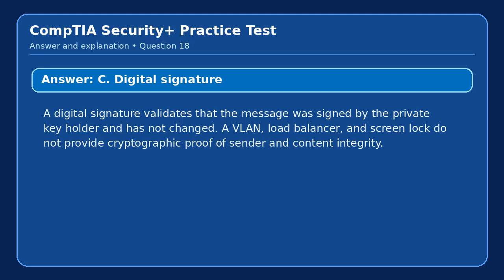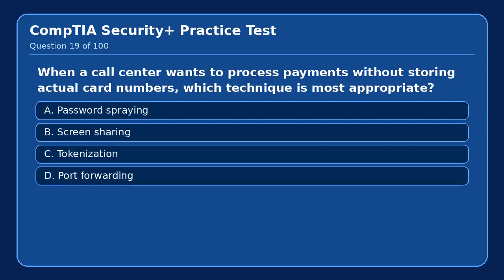The answer is C. Tokenization. Tokenization replaces sensitive values with tokens that have limited meaning outside the payment system. Screen sharing and port forwarding do not reduce stored payment data exposure, while password spraying is an attack.